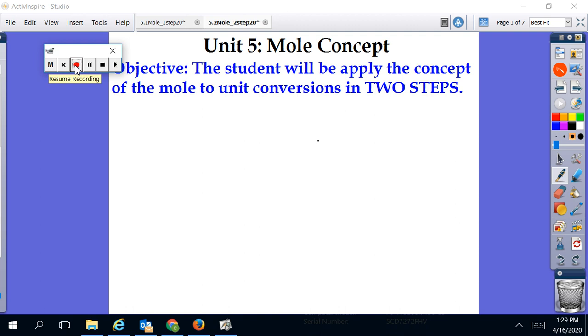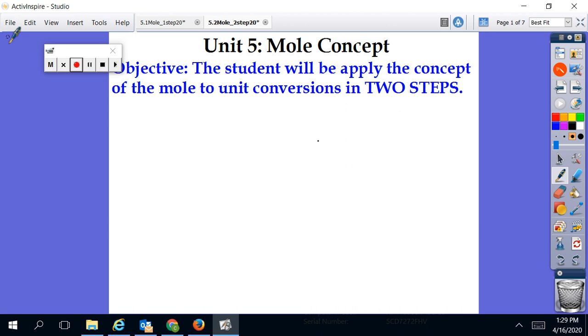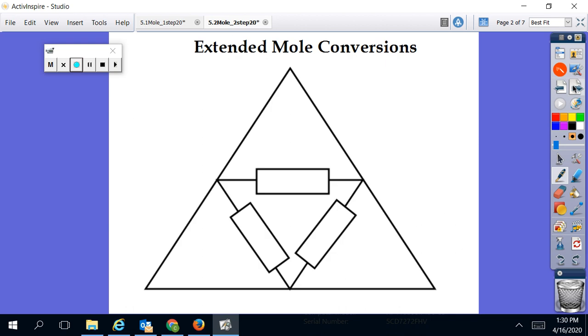Kids, today we're on the second day of our mole unit, and today we're going to take the same mole conversions that we learned in the last lecture, and we are going to do two-step mole conversions. So today our objective is to apply mole concepts in unit conversions to two steps. And just to review the mole conversions that we did yesterday, remember we've got three sets of conversions.